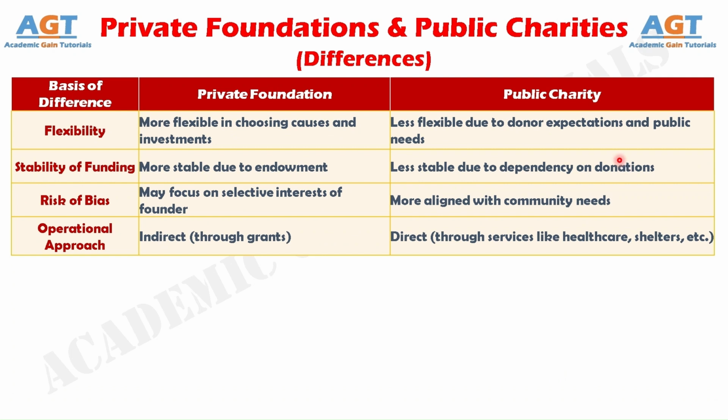Number 11. A private foundation may reflect the personal interests of its founder, whereas a public charity generally addresses broader community needs. And difference number 12. A private foundation operates indirectly by funding others, whereas a public charity works directly by delivering services. So, these are the differences between private foundations and public charities.